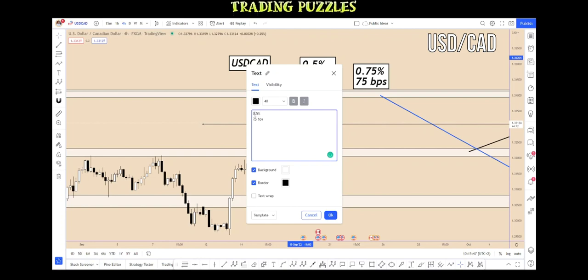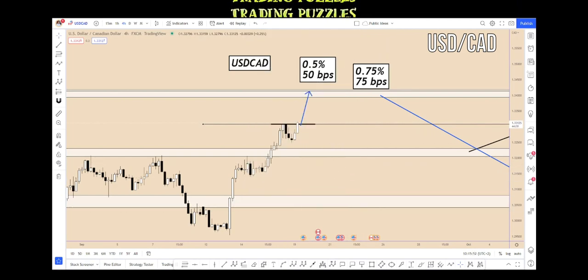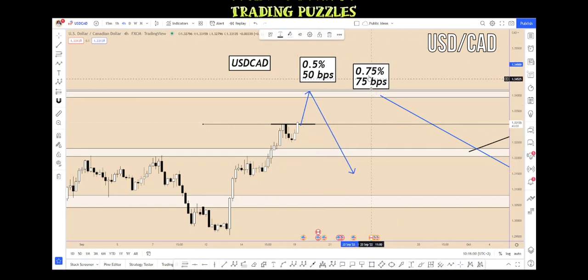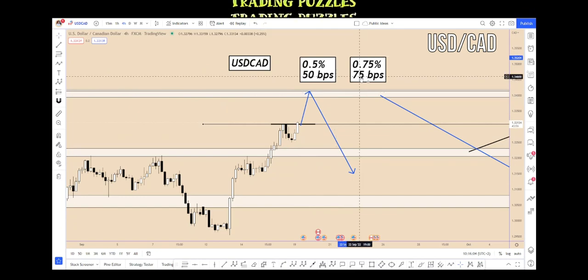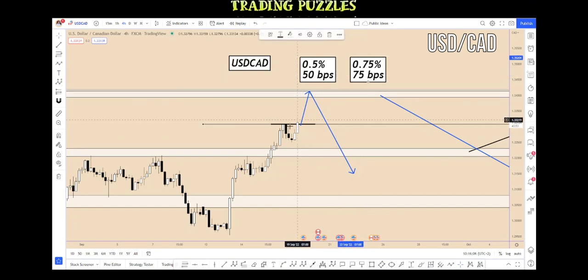If we see during FOMC that the interest rate hike will be only 0.5%, or 50 basis points, we will see USD make a very bearish movement at that moment, because it will be below expectations. So it will not be that easy this time. That is why the price keeps making higher highs at this moment.